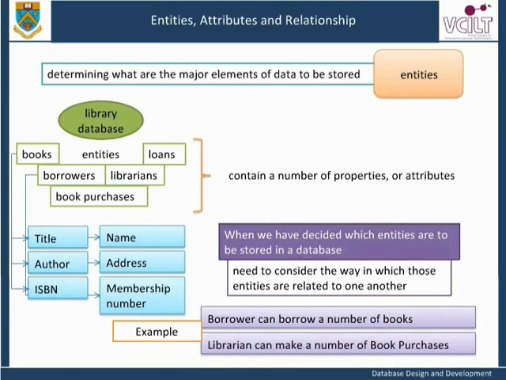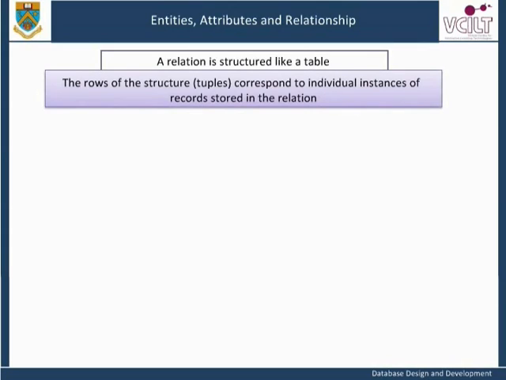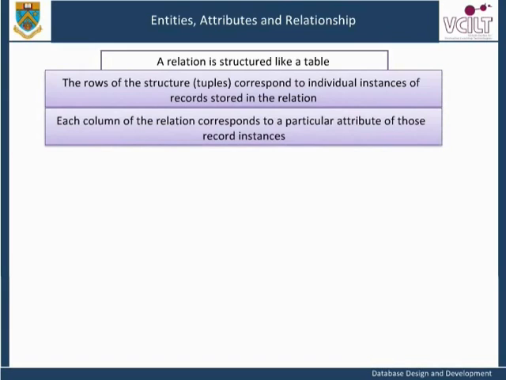In introducing the relational approach to database systems, we must consider how entities and their attributes and the relationships between them will be represented within a database system. A relation is structured like a table. The rows of the structure, which are also sometimes referred to as tuples, correspond to individual instances of records stored in the relation. Each column of the relation corresponds to a particular attribute of those record instances.